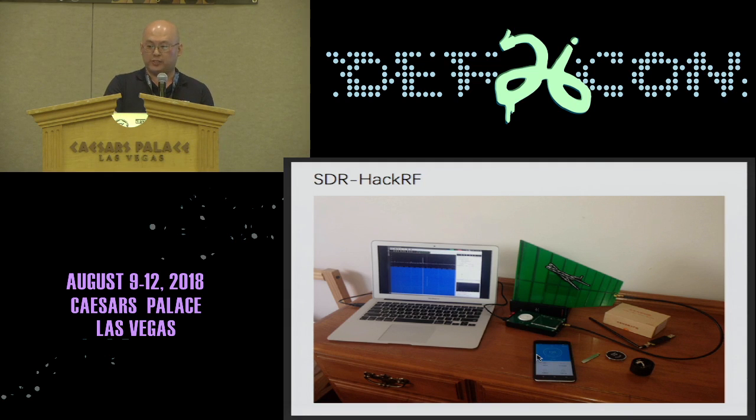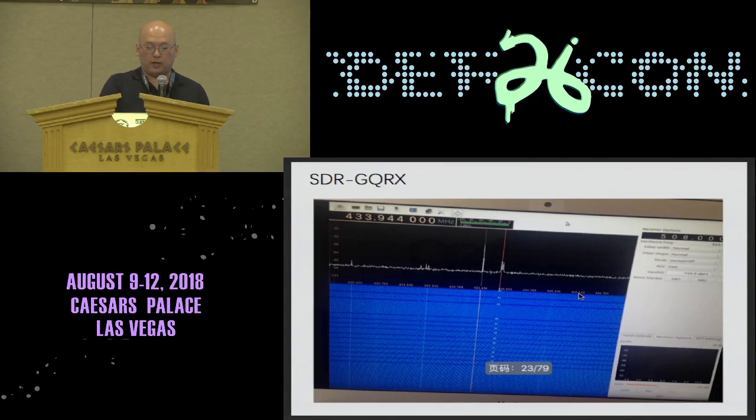So I set up a very simple SDR environment. We're just using a HackRF here and connect to the antenna. And I just keep pressing the button, try to see if we can find anything, right? So yes, we can see clearly it is within the 433 megahertz ISM band range, right? There's a peak here.